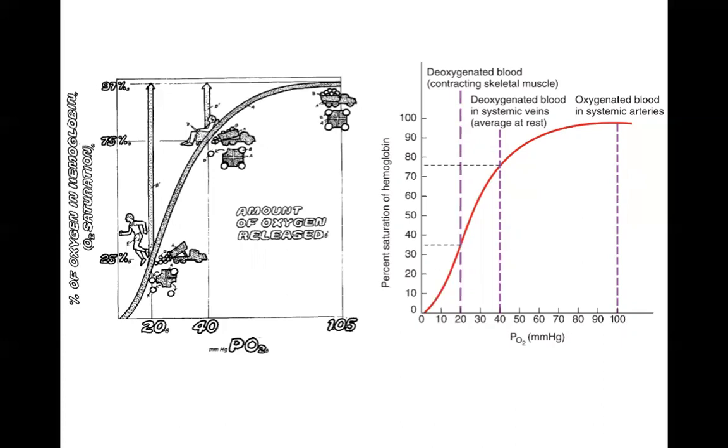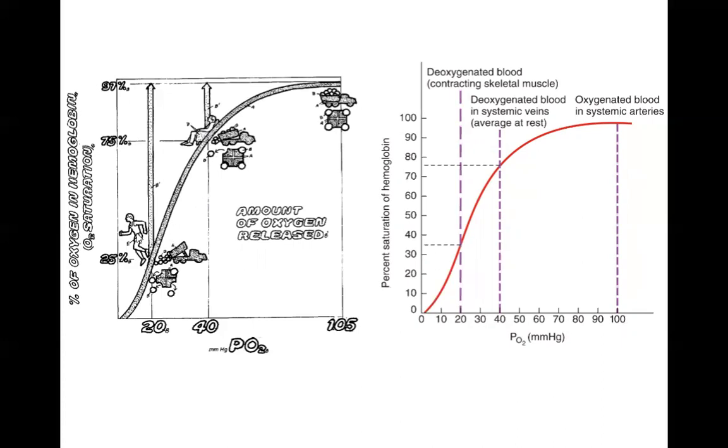I've told you this before, but right now, at rest, like this guy sitting in his recliner, your blood coming back to your right atrium is still about 75% oxygenated. We don't need to dump a whole bunch of oxygen off at rest.